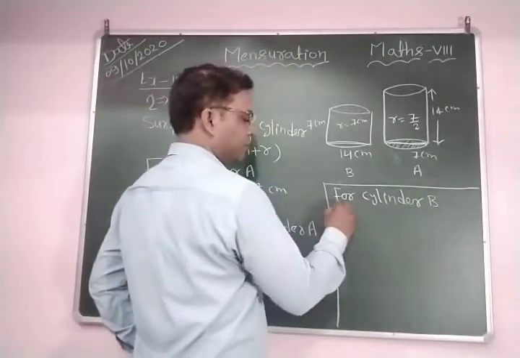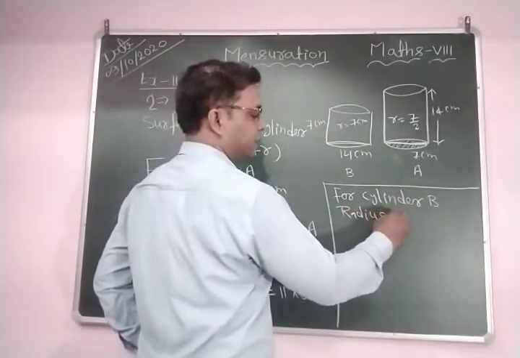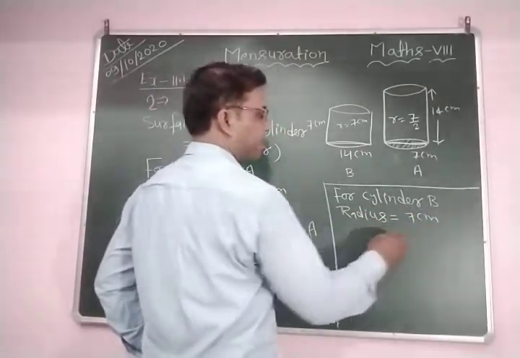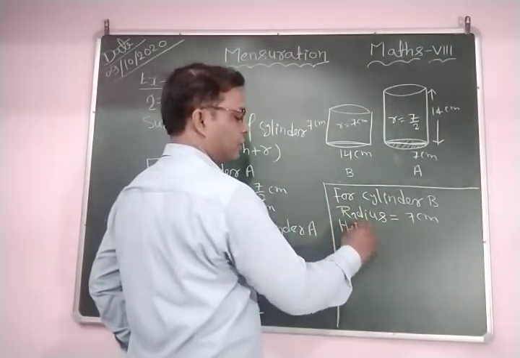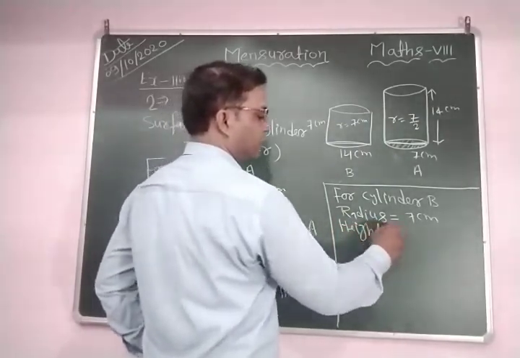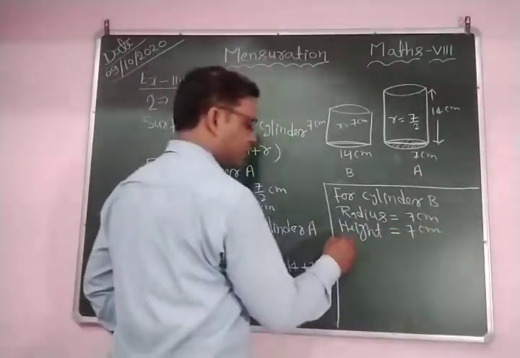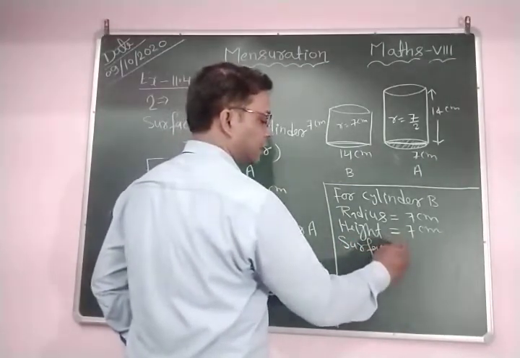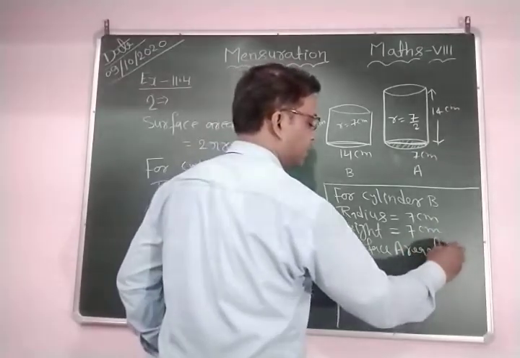So radius is equal to, we find here what is the radius of cylinder B. This is equal to 7 centimeter. Again height of cylinder B, this is equal to again 7 centimeter. So surface area of cylinder B.